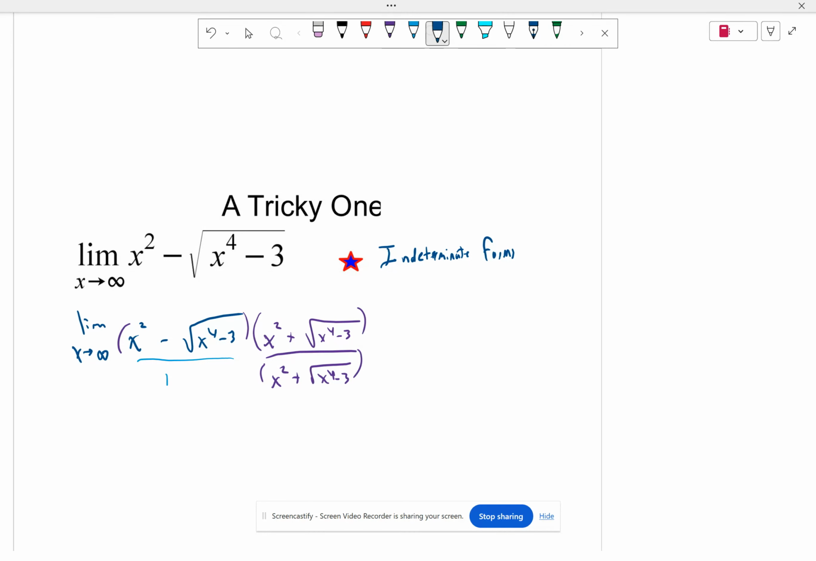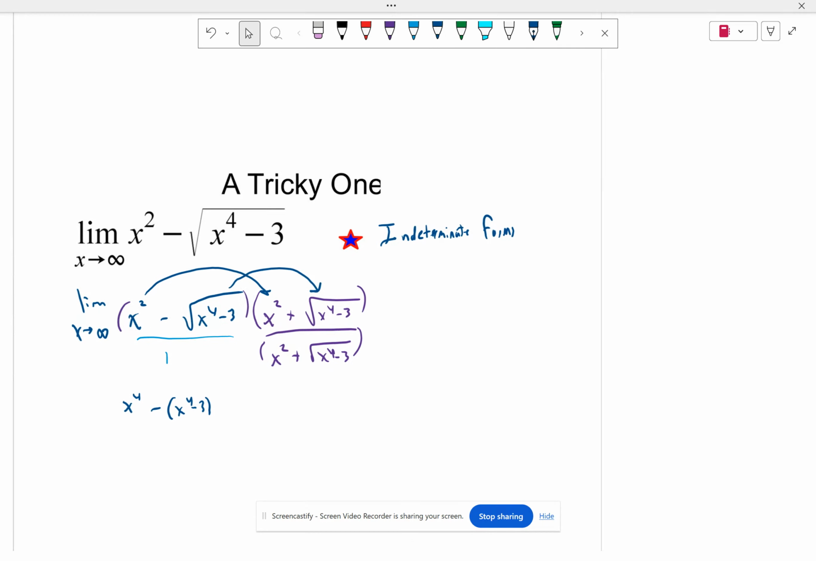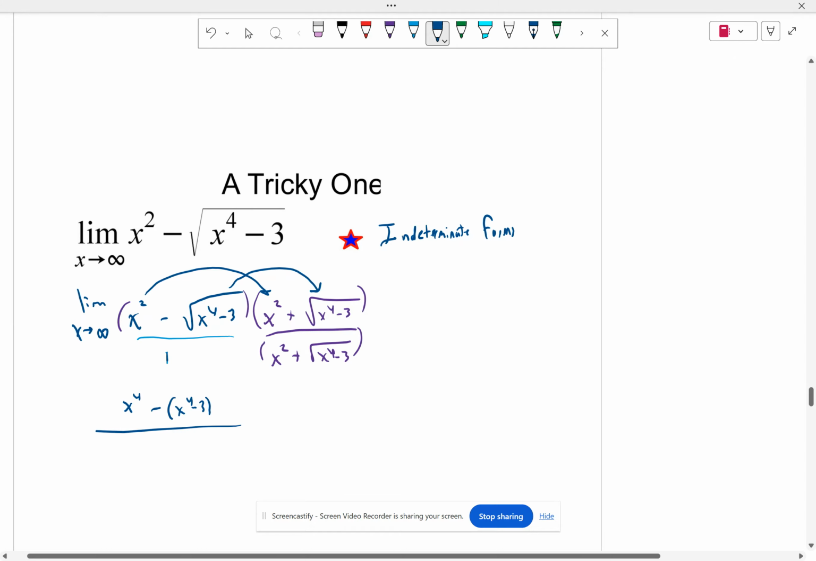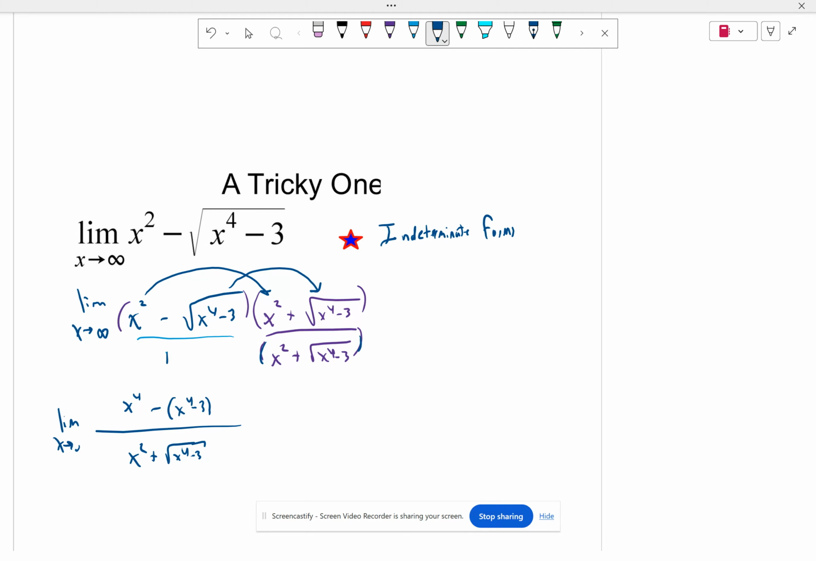So again, when we did this, the outer terms, x squared times x squared, is x to the fourth. The inner and outer terms cancel out, and then the only other term left is the last term. We have a negative times a positive, so it's going to be negative, and when you multiply the same numbers, we're going to have this value squared. The square cancels out with the square root, so we just get x to the fourth minus 3. The denominator is just 1 times the x squared plus the square root of x to the fourth minus 3. And we're still taking the limit as x approaches infinity.